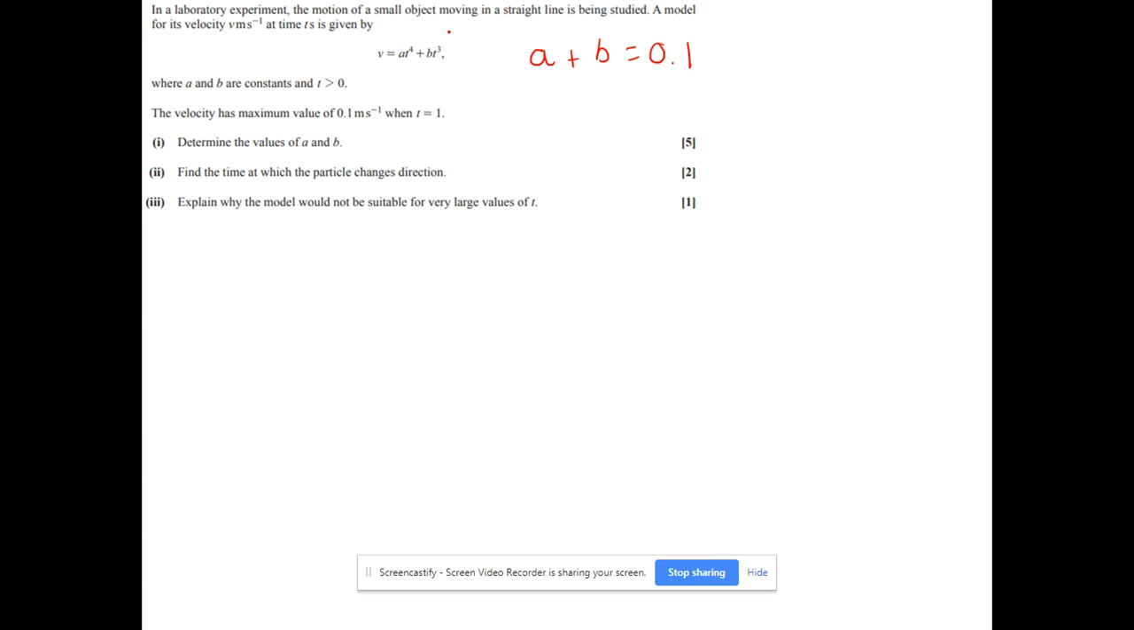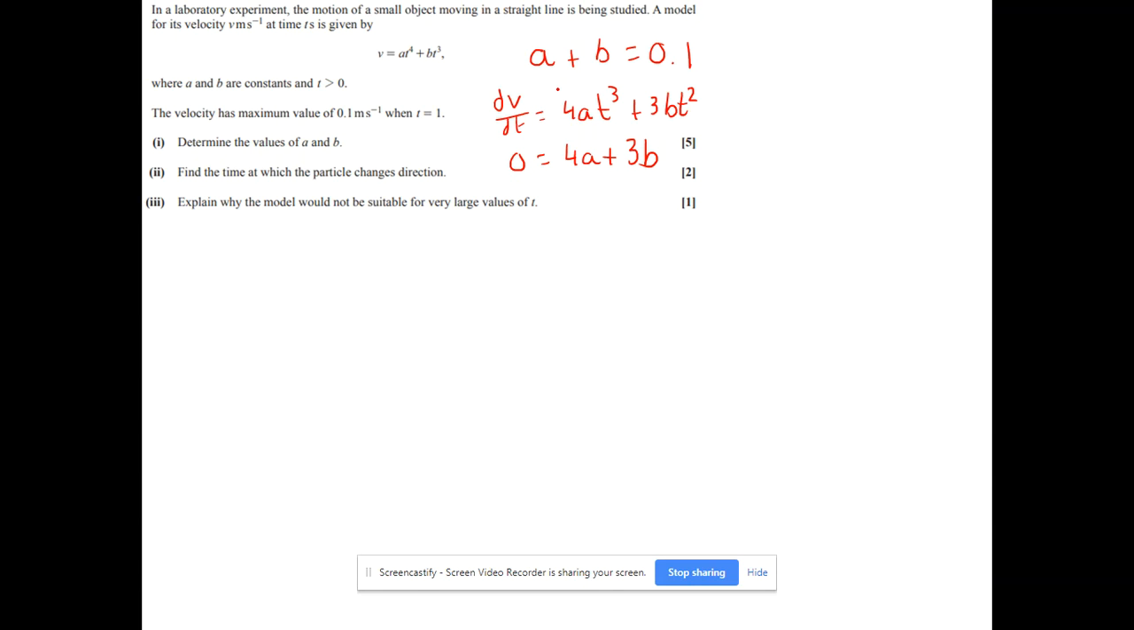Velocity is a maximum. So if this is velocity, the maximum is going to be where the gradient function is zero. So if we look at dv by dt, we end up with 4a t cubed plus 3b t squared. And again, it's maximum when t is 1. So that gives us 0 equals 4a plus 3b.